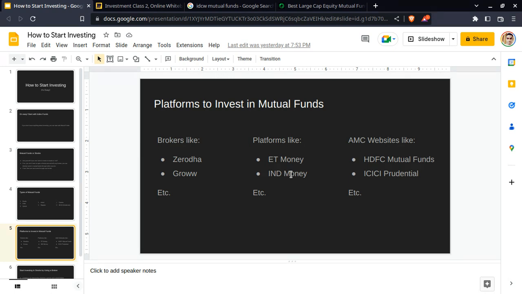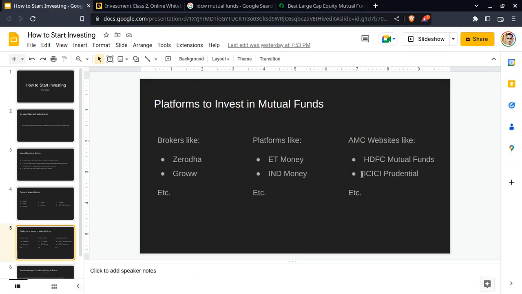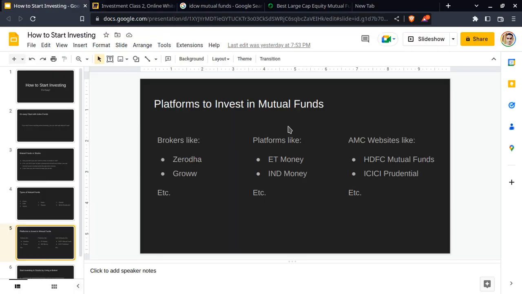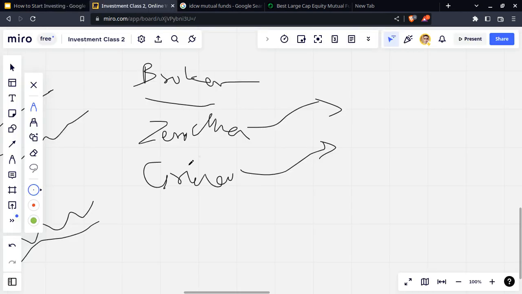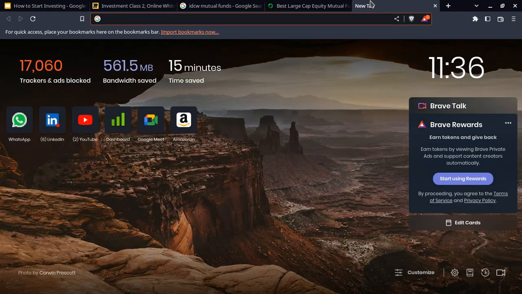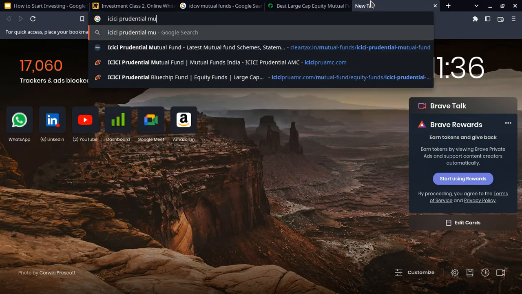And there are otherwise options. See here, what is happening? Through this you are investing in an ICICI Prudential mutual fund. So why go through here? You can also directly go to the ICICI Prudential website and invest your money there. That is the third category. One was brokers, second was platforms like ET Money, third was directly the AMC websites, like ICICI Prudential mutual fund.